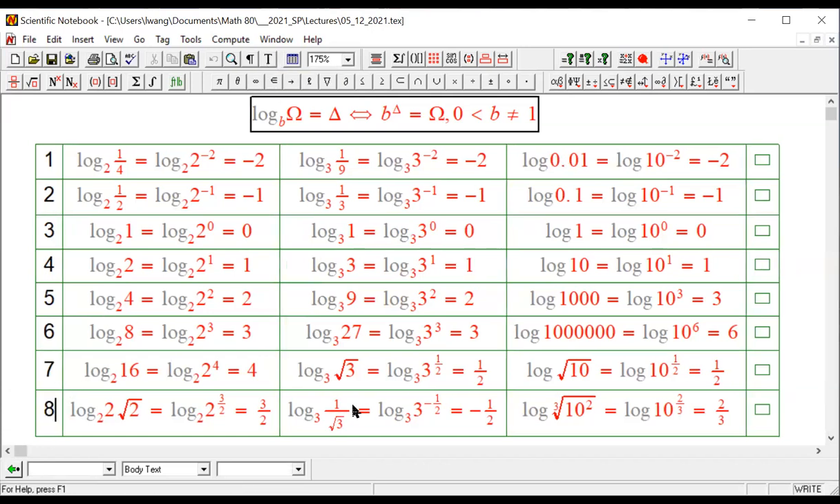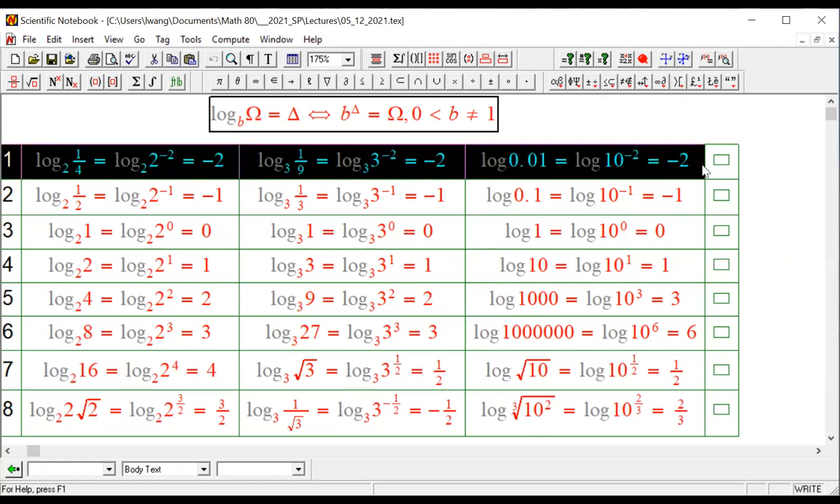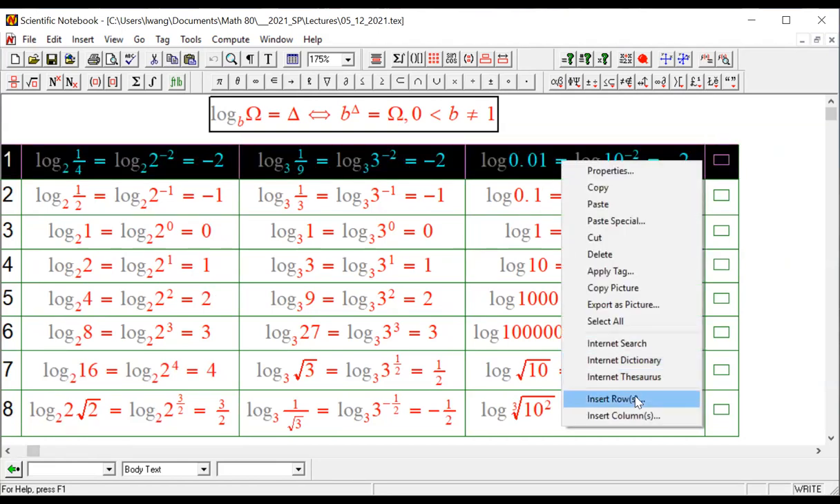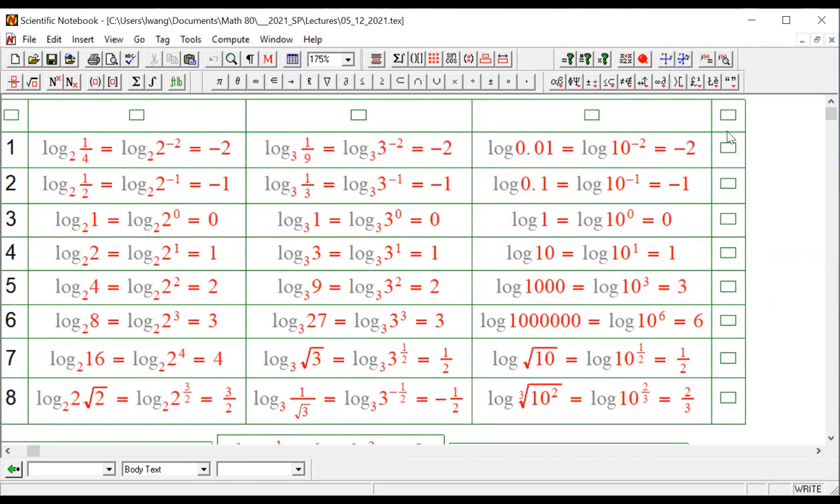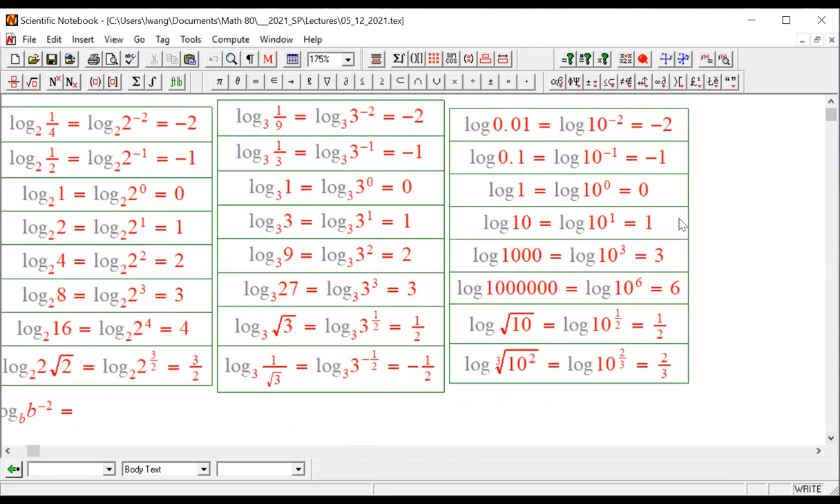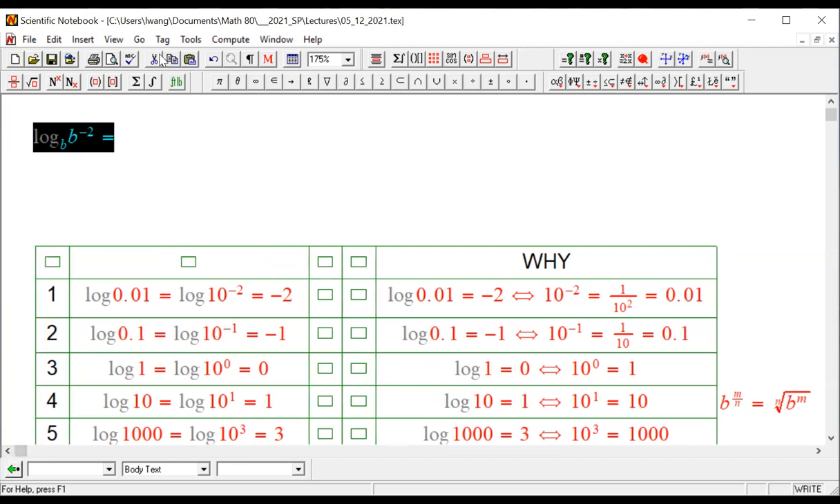4, 5, 6, 7, 8. Okay, and the first row is pattern finding. So what pattern have we identified? Okay, I put something at the bottom. So now I can erase all of these. Okay, so copy. Cut it.